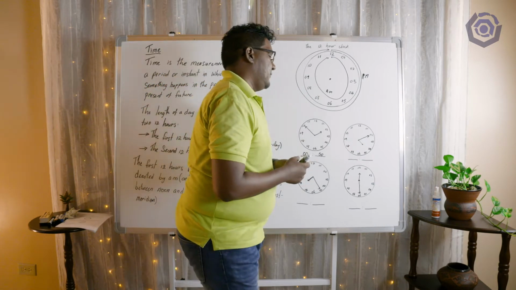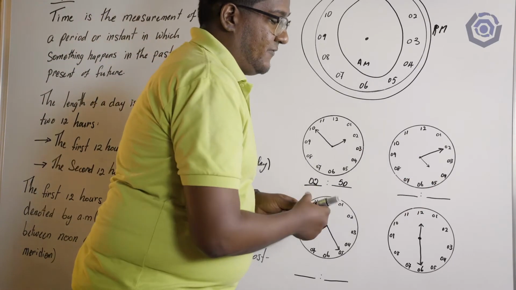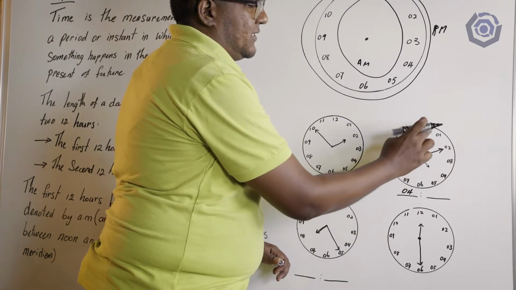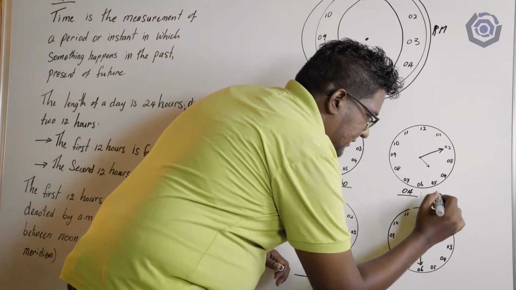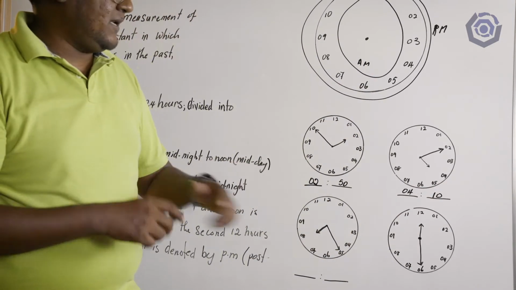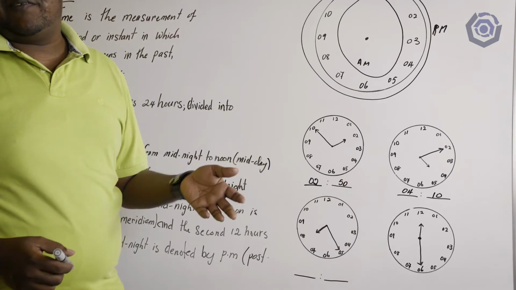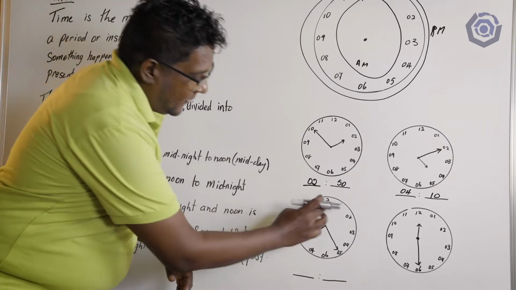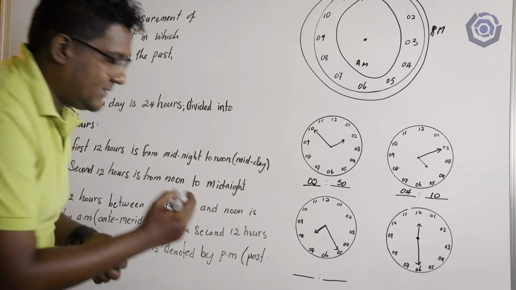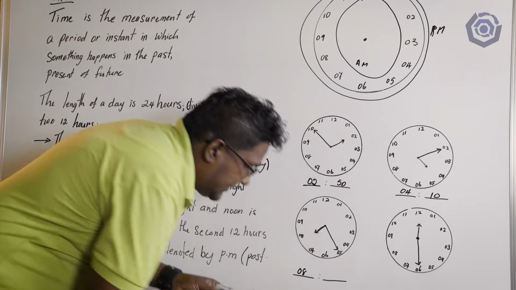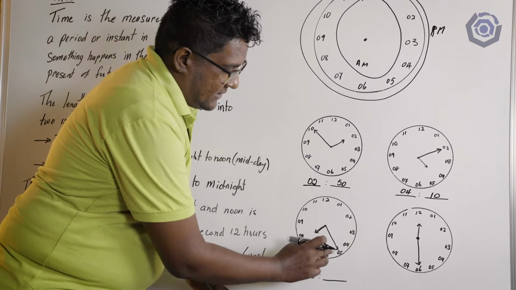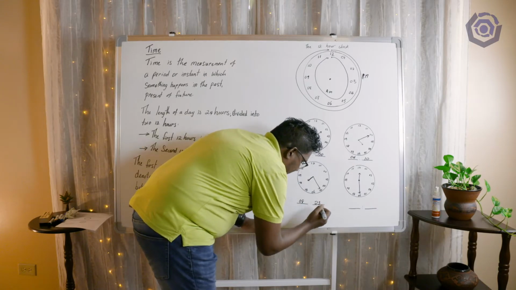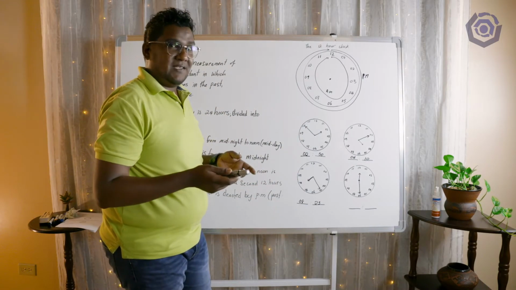If you look at this one, our short hand is at 4, so this is 04. And the long hand is at 2, so that's 5, 10. So it's 04:10, or we would say 10 after 4 for the local people. Here, our short hand is at 8, so we have 08. And then you have the long hand at 5, that's 5, 10, 15, 20, 25, or we would say 25 after 8.